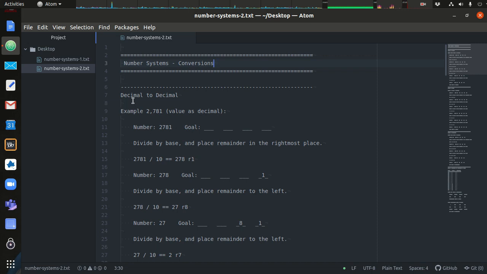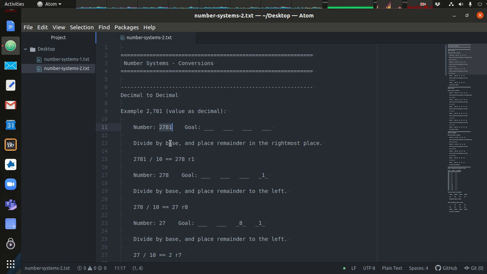All right, so just like last time, we're going to go ahead and convert decimal to decimal using this system. It doesn't sound very useful, but it gives us a relatable way to apply this to other number systems. So again, decimal to decimal, not really accomplishing anything, but it shows us the methodology we're going to use for other number systems. So start with the example 2,781. Now this is the value as a decimal, right? So we print out our number, we write it down here, and we've got some goal, right? We don't know how many digits necessarily it's going to be, but we've got a few digits lined up here.